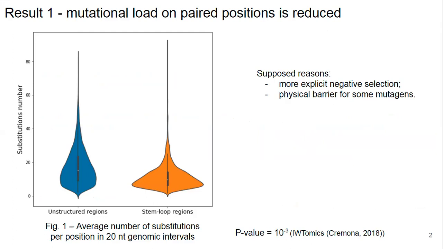We can see that in structured stem loop regions, orange, there are significantly fewer mutations than in unstructured regions. We think that it may be a consequence of negative selection, because stem loop structures have many functions in SARS-CoV-2 processes. Also, reduced mutagenesis can be caused by the physical barrier of stems for some mutagens.